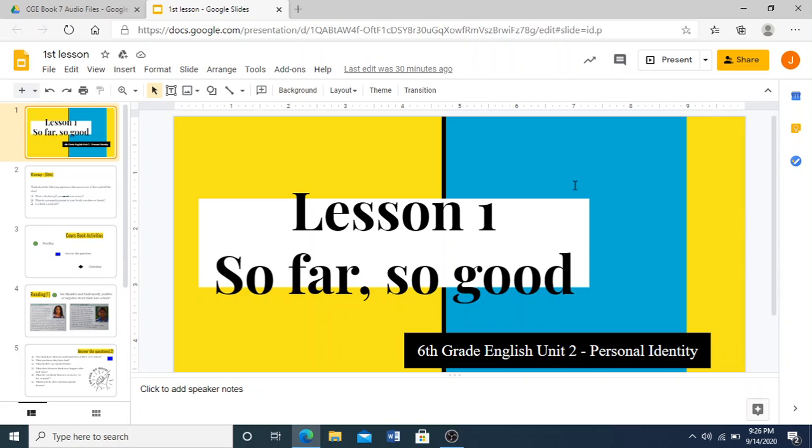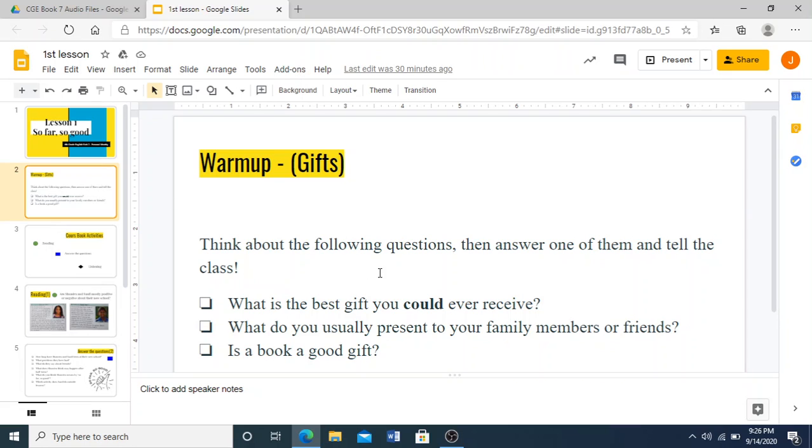Before we start to discuss what personal identity is and what we need to do, let's have a warm up as we usually do. So, the warm up today is about gifts. If you remember, last time we discussed something about giving gifts. So, I want you to think about the following questions, then answer one of them and tell the class. Out of these three questions, you're going to answer one, but think about all of them.